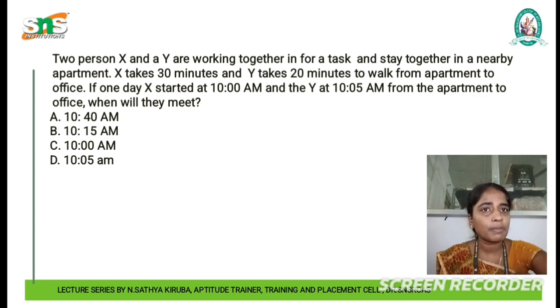Now the next problem. Two persons X and Y are working together on a task and stay together in a nearby apartment. X takes 30 minutes and Y takes 20 minutes to walk from the apartment to the office. If one day X started at 10 a.m. and Y started at 10:05 a.m. from the apartment, where will they meet each other? First understand the question. Both live in a nearby apartment, and it takes 30 minutes and 20 minutes to walk from their apartment to the office. At what time are they going to meet is the question.